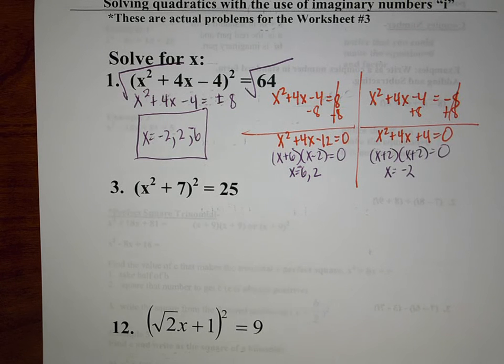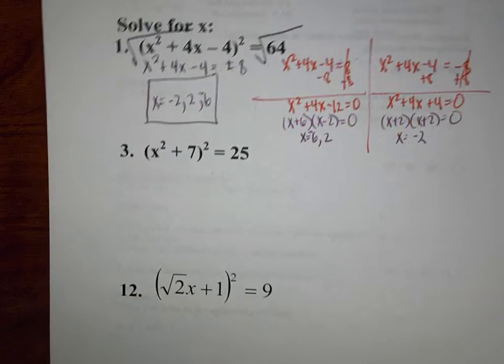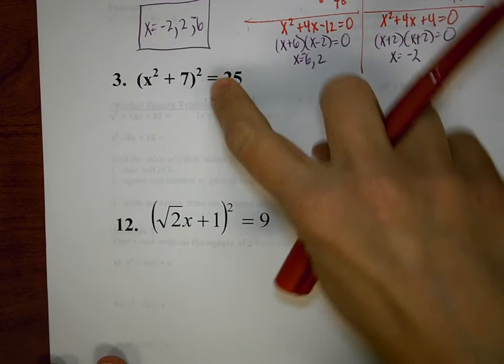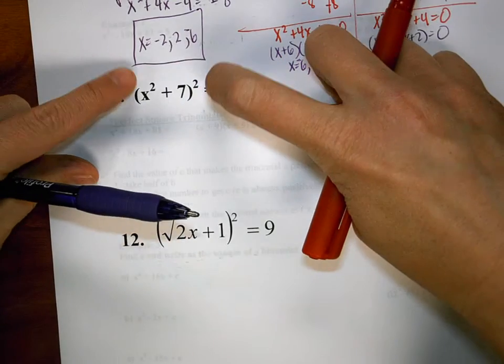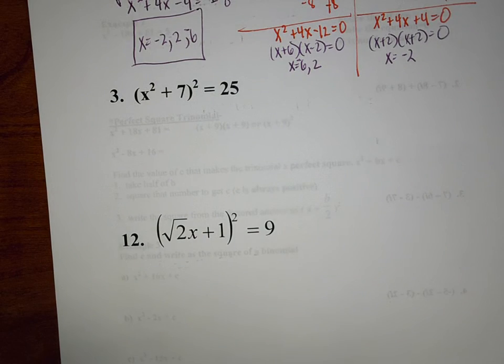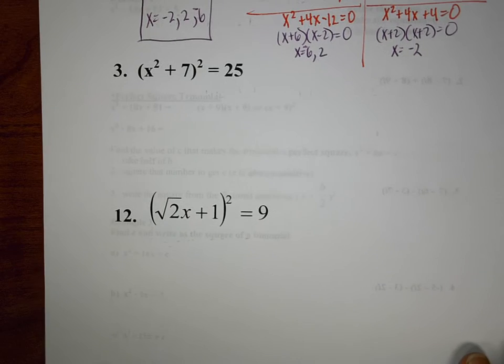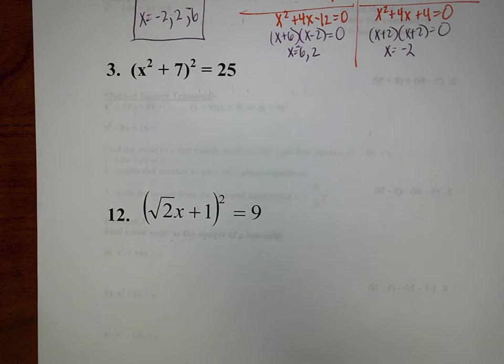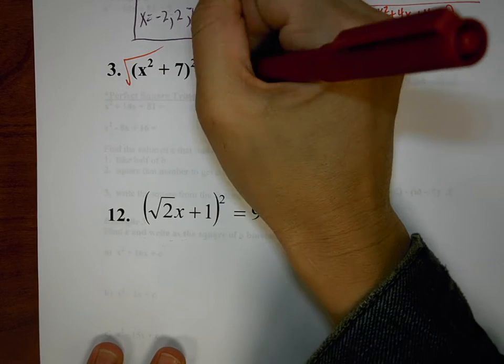Shh. Number 3. These are actual problems from your worksheet. Okay. Now we're doing number 3. The square here is by itself because the whole parenthesis is squared. So the same as the last one, what am I going to do to both sides? Square root both sides. Okay.